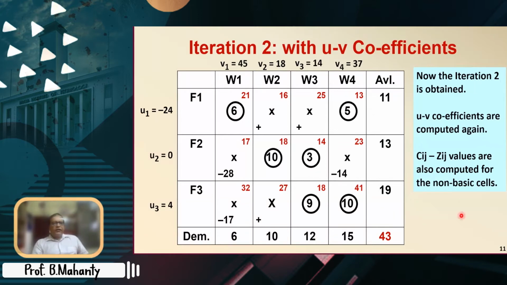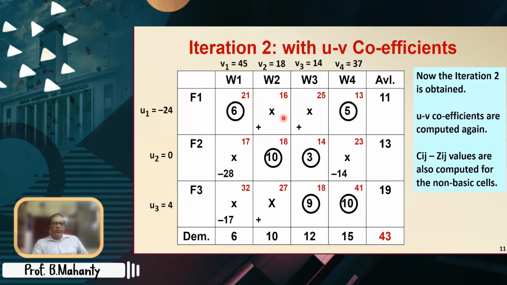So iteration 2 is obtained, and UV coefficients are computed again. Cij and Zij values are also computed for the non-basic cells. So if U2 equals 0, then this should be 18. This is 14. This 14 will give this 4. This 4 will give this 37. This 37 will give this minus 24. And this minus 24 will give this 45.